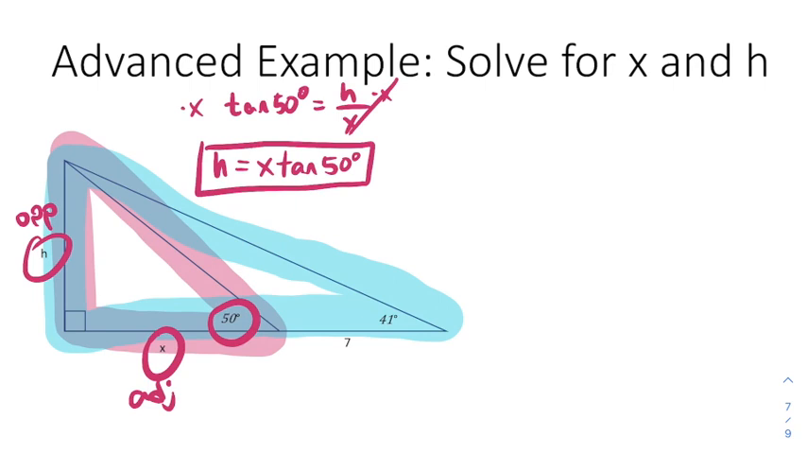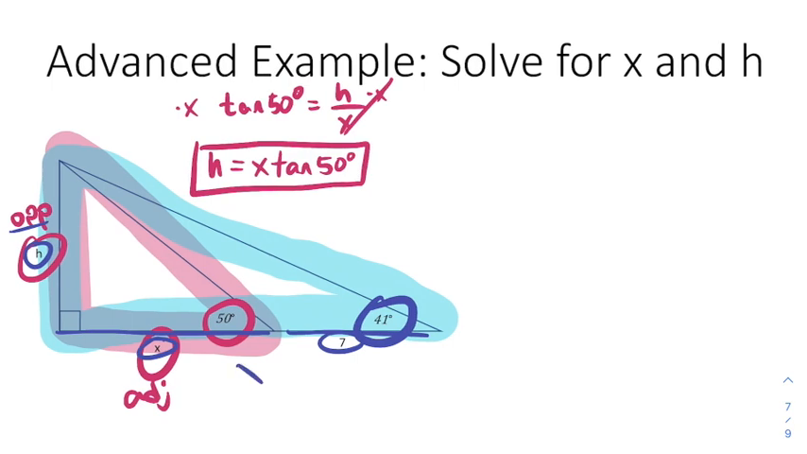Now let's look at the big triangle with a 41-degree angle, and h is still the opposite. However, if you look at the big side at the bottom of this triangle, it is equal to x plus 7, because it equals this segment plus this segment. So that x plus 7 is the adjacent side of the blue larger triangle.